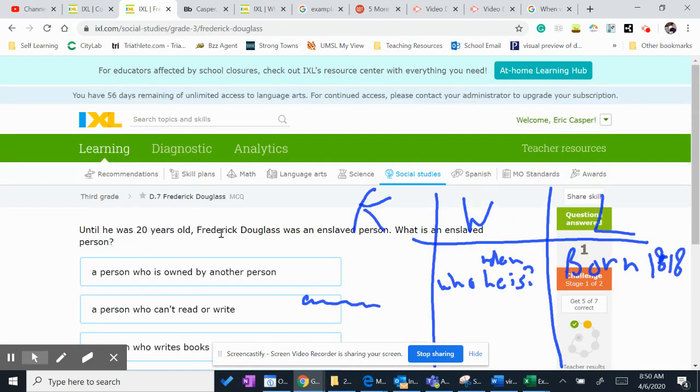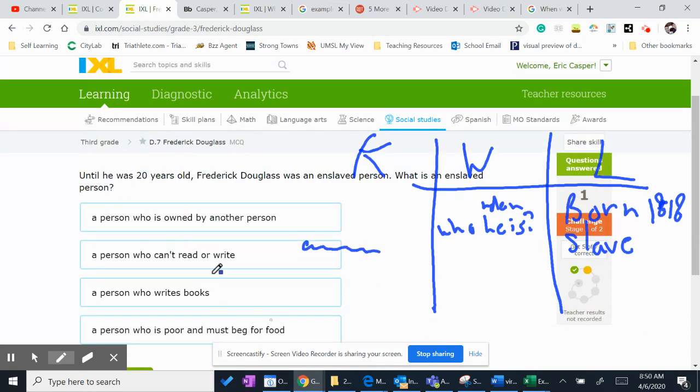Until he was 20 years old, Frederick Douglass was an enslaved person. Oh, he was a slave. I can write that down here. He was a slave. Okay. What is an enslaved person? Okay. Enslaved, slave. I know the word slave. So we can write that down or pick the right answer, or we can figure out this, what is an enslaved person? We can go back to our research and answer these questions.